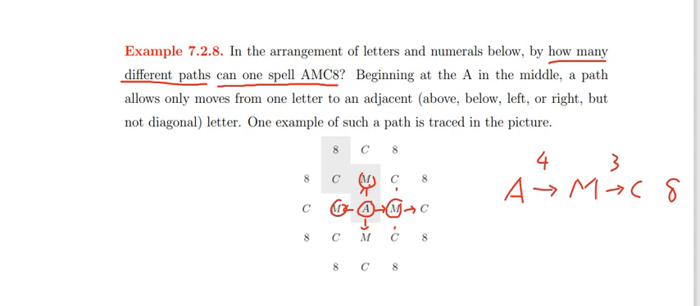Then from C to 8. We find for this C to 8, 2, right? For each C, we have C to 8, 2 ways. So total ways, we have 4 times 3 times 2, right?